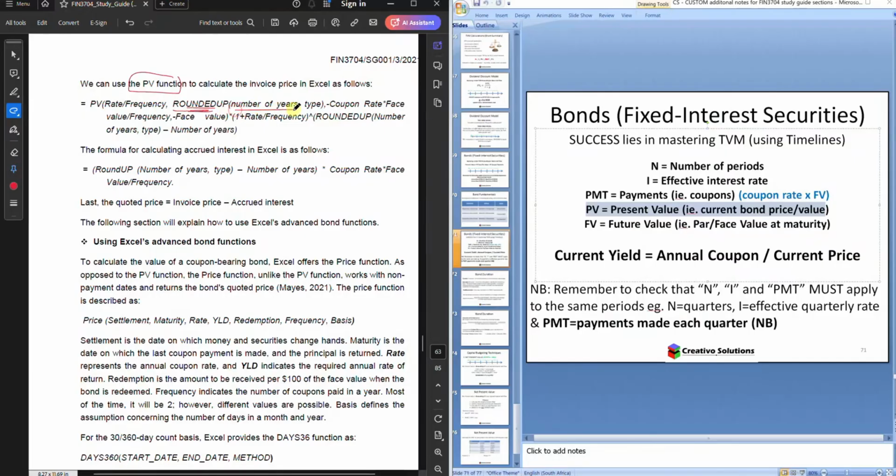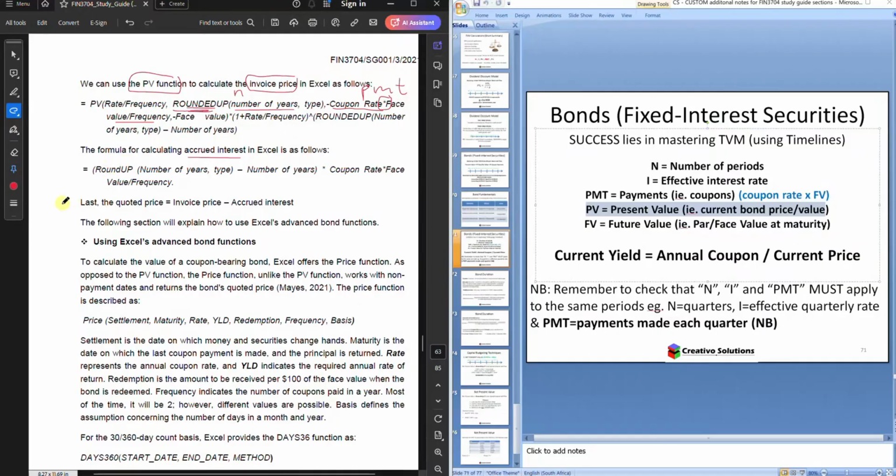Here they're referring to the number of years, because that's N. Here they're referring to the coupon rate times the face value. This is referring to the payment. Then they've worked out the invoice price, and they've given you a formula to provide for this accrued interest. It's just an equation coming from portfolio management and valuation, highlighting what we should do when there's a coupon and there is interest that we need to take into consideration.